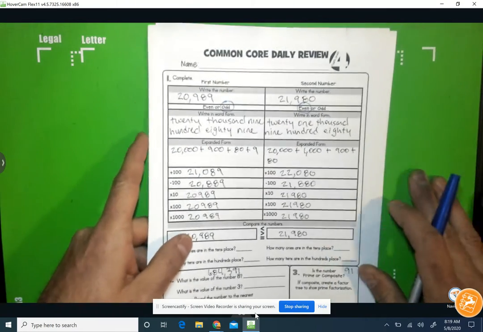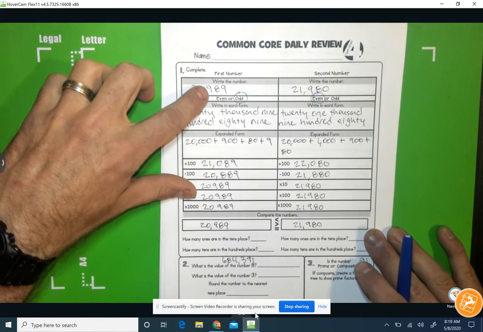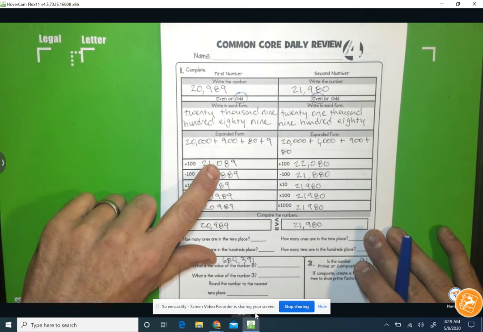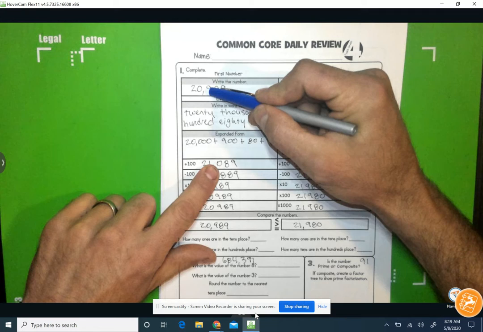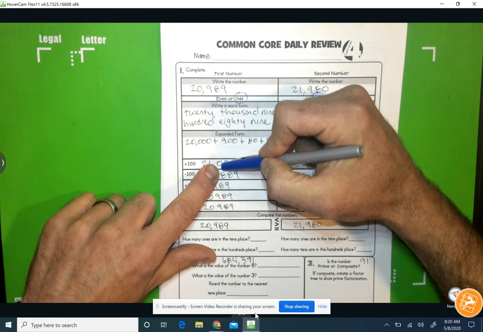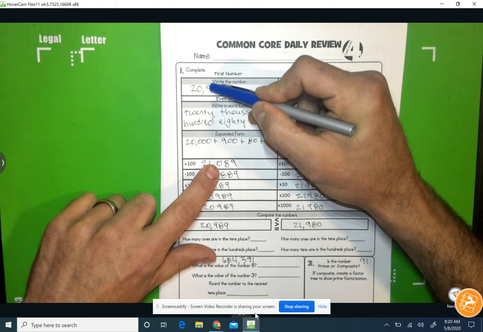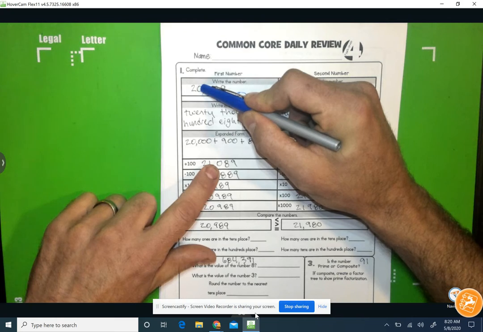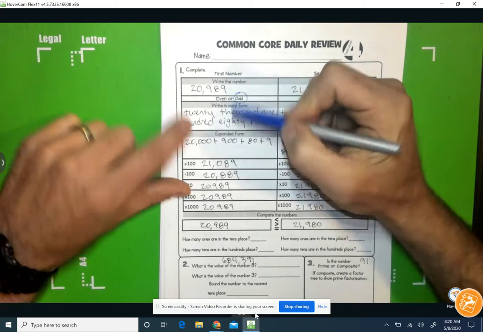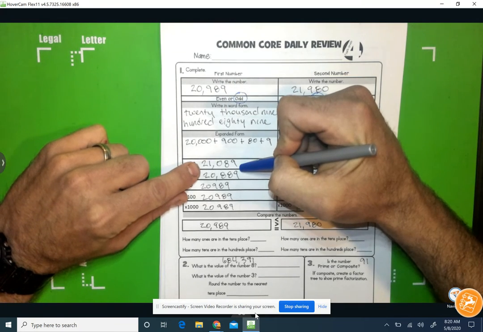Okay. Adding 100 to a number that has a 9 in the hundreds place, the only place that 9 has to go is to 0. So I've notated that there. But any time that you have a 9 in the hundreds place, you need to turn that into a 0 because that's the only place it can go when going up. And the thousands place also must go up at that time. 20,989 plus 100 is 21,089.